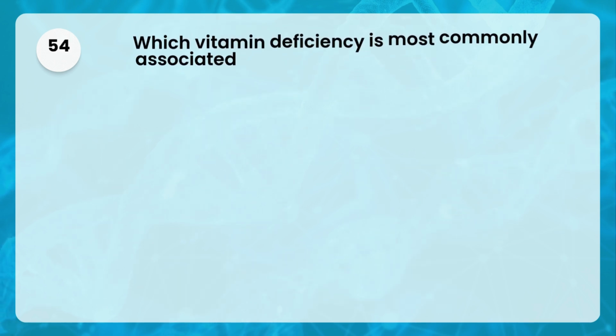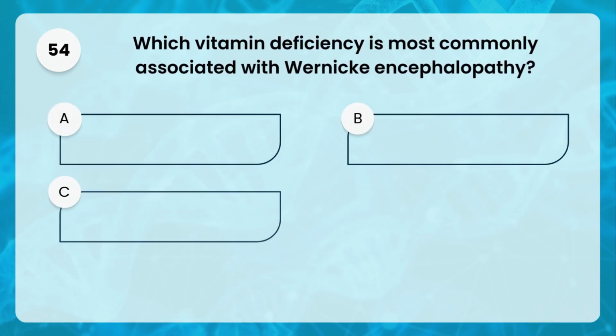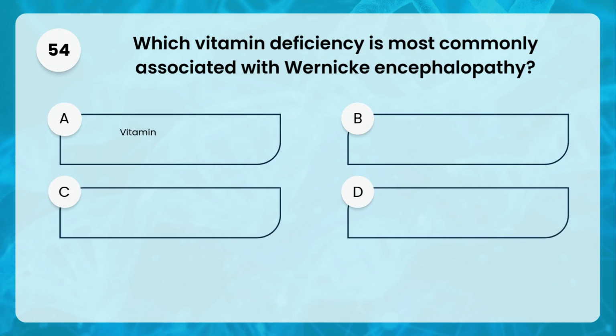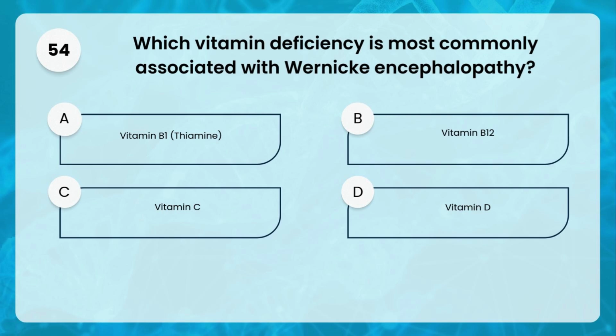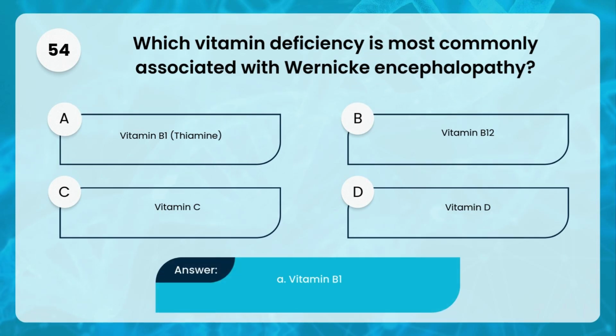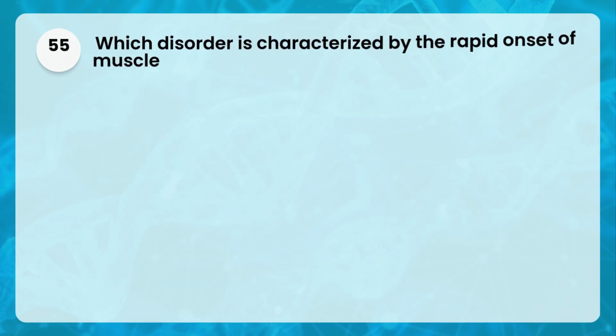Number 54. Which vitamin deficiency is most commonly associated with Wernicke encephalopathy? A. Vitamin B1, thiamine. B. Vitamin B12. C. Vitamin C. Or D. Vitamin D. The answer is A. Vitamin B1, thiamine.